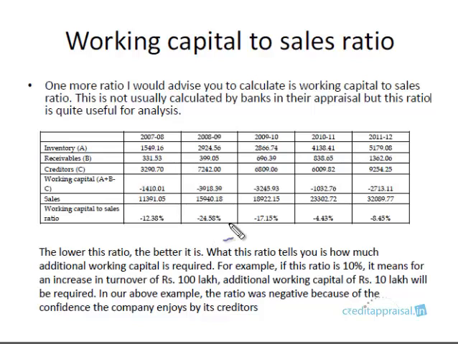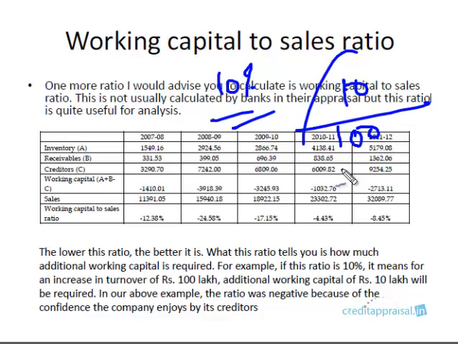Banks usually do not calculate this in the appraisal, but I think you can calculate it. For this company it is low, in fact negative, because creditors are very high. Maybe this company doesn't require bank finance. Basically, what it tells is, if this ratio turns out to be 10%, then if the turnover increases by 100 lakhs, the additional working capital required is 10 lakhs.